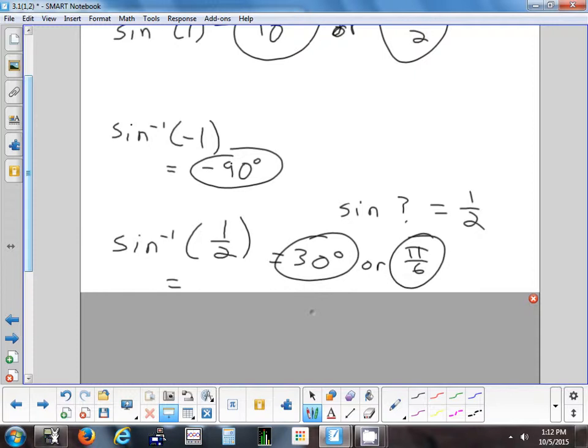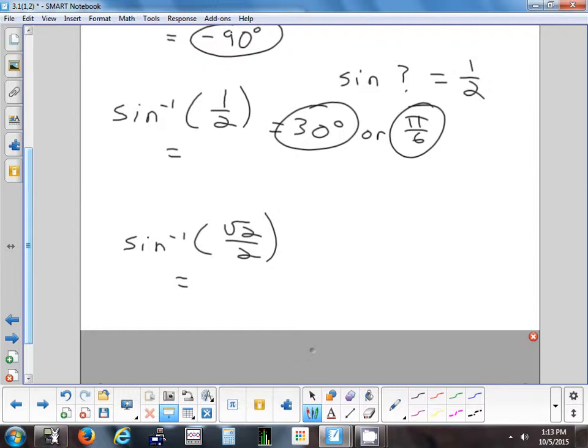There's two of them. Is there another one? Yeah. All right, so go ahead. Somebody tell me the other answer. 150. Yep, 150 is another answer. But is that between negative 90 and 90? No. So we're not going to use that one. Okay? All right. Any question? Because that's important, how George found that other answer, but the reason why we're not using it. All right.